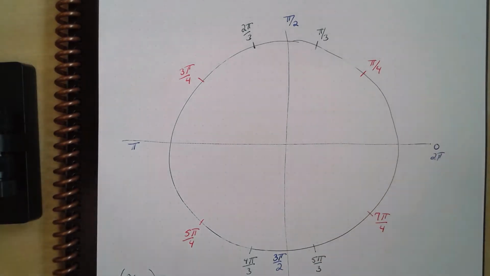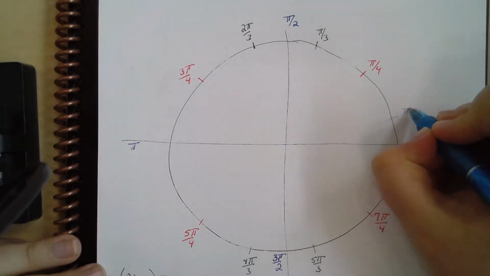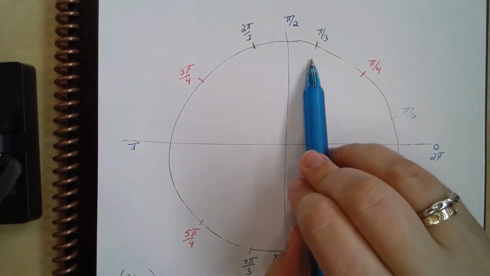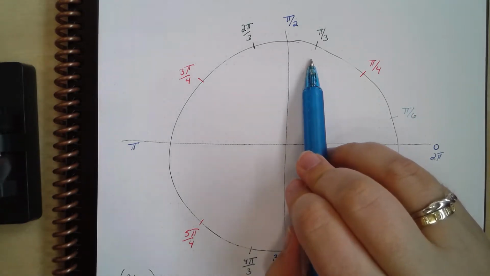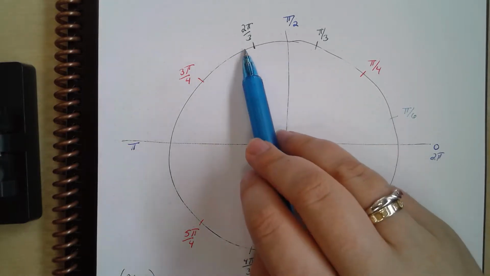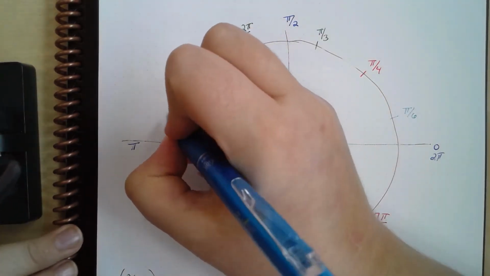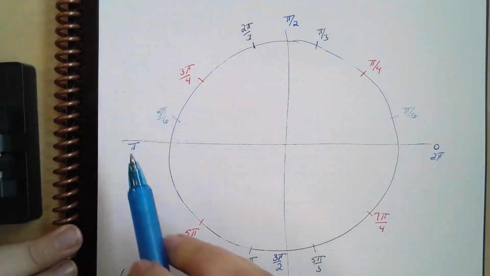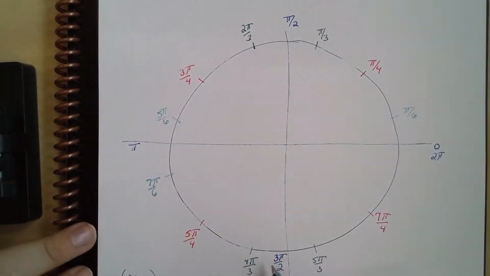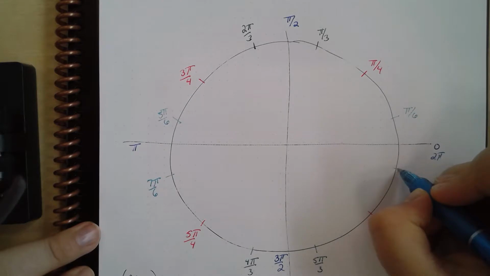We can also talk about, and I'll use light blue here, breaking this into sixths. So this would be pi over 6, 2 pi over 6, 3 pi over 6, would be here, right? Yes. 4 pi over 6, 5 pi over 6, 6 pi over 6, 7 pi over 6, 8 pi over 6, 9 pi over 6, 10 pi over 6, and 11 pi over 6.